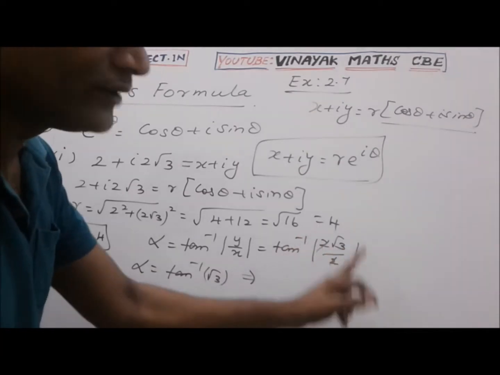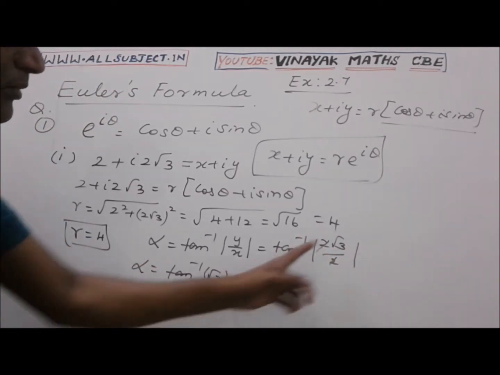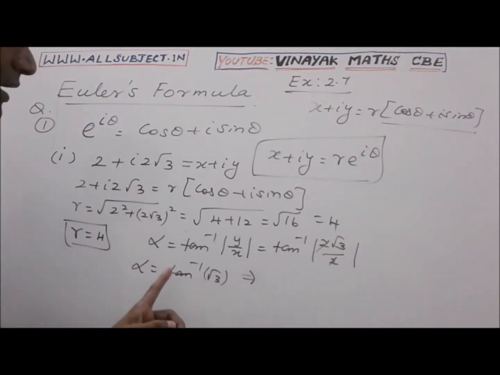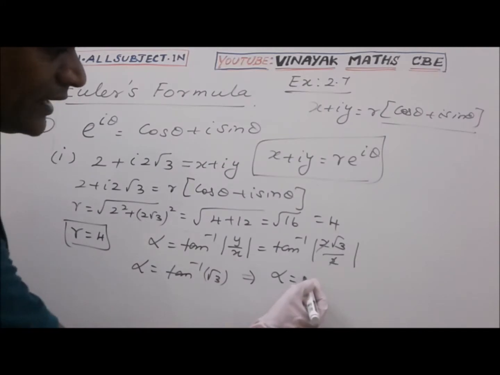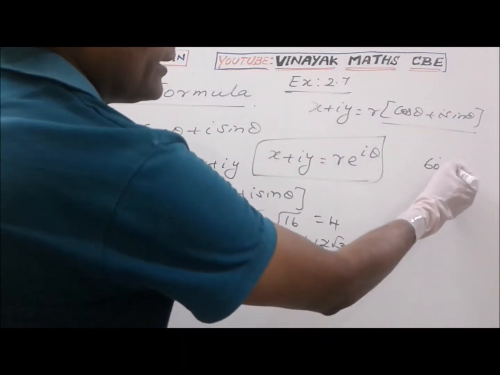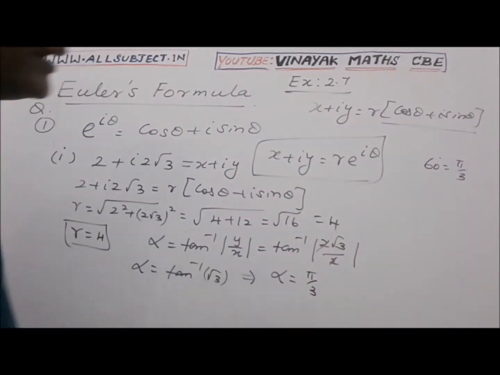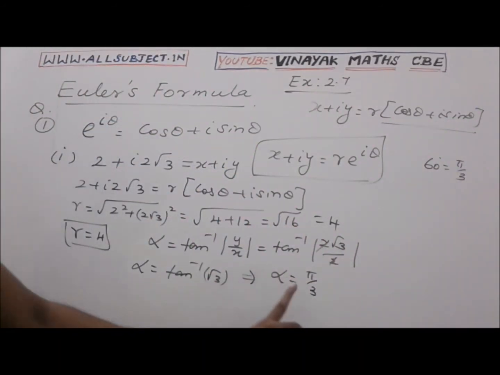Which is equal to tan inverse of root 3. So tan inverse of modulus of root 3 is taken as root 3. Now tan inverse of root 3 means alpha equal to 60 degrees. When we write in radians, that is pi by 3. 60 degrees equal to pi by 3 in radians. So alpha equal to pi by 3.